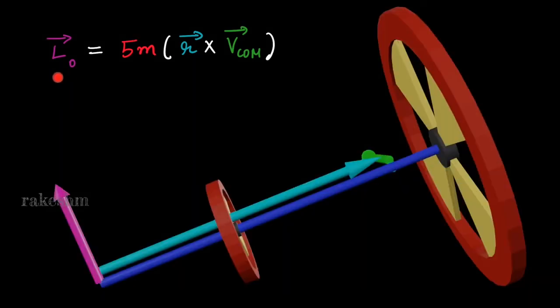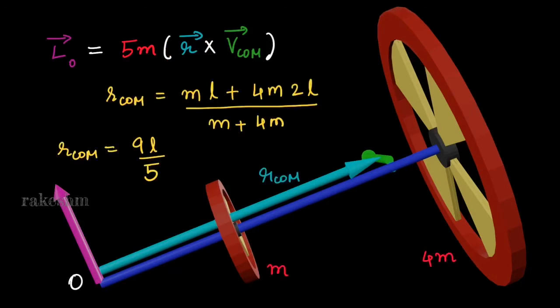So the angular momentum formula is m into r bar cross v bar. Let us first calculate what is r bar. So this disk here is at a distance L from O, and this disk, the bigger one, is at a distance 2L from O. So we'll just use the center of mass formula, m into L plus 4m into 2L. So this is 4m, and this whole thing is 2L divided by total mass. So if we calculate, we get R center of mass as 9L by 5, or the magnitude of this distance here from O to the center of mass is 9L by 5.